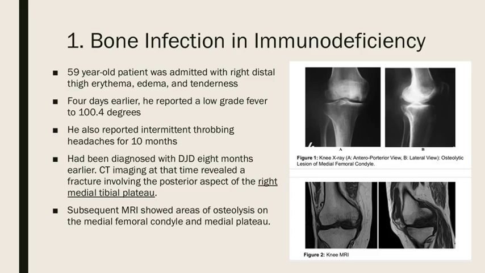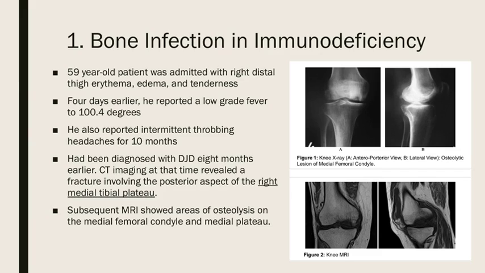So the first one is entitled Bone Infection and Immunodeficiency. This is a 59-year-old patient who was admitted to our facility with right distal thigh erythema, edema, and tenderness. 4 days earlier, he reported a low-grade fever to 100.4. He also reported intermittent throbbing headaches for 10 months. He had been diagnosed with DJD 8 months earlier.